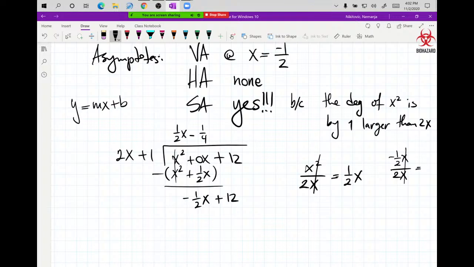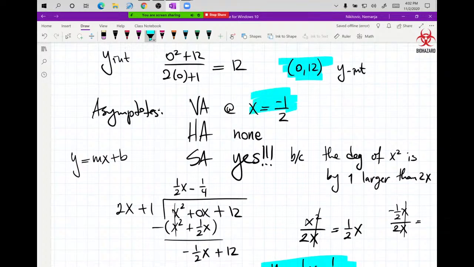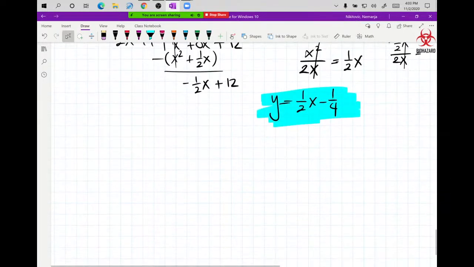And then we actually don't care to multiply it back and all of that stuff because we already have y equals mx plus b. So all I need to do is now claim that the slant asymptote is y equals 1/2 x minus 1/4. Now that's information we want to graph. This is information we want to graph. So those are our asymptotes, and they will guide the graph for this problem.